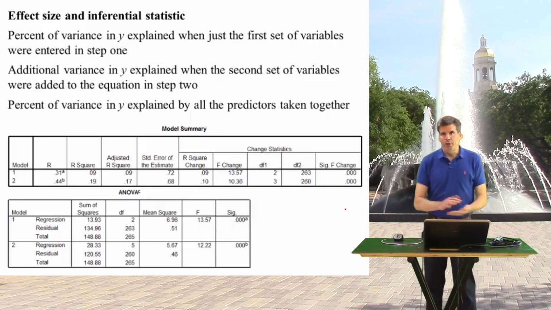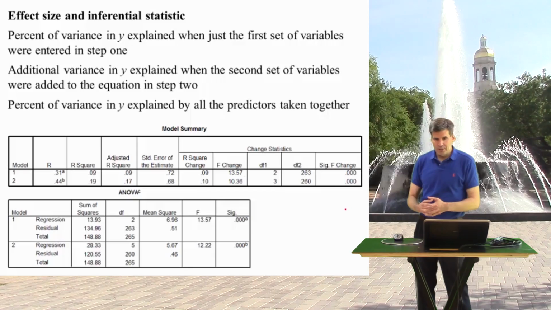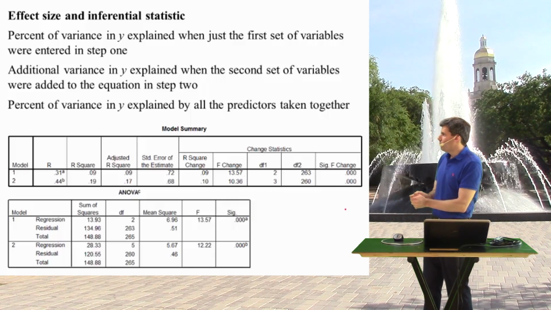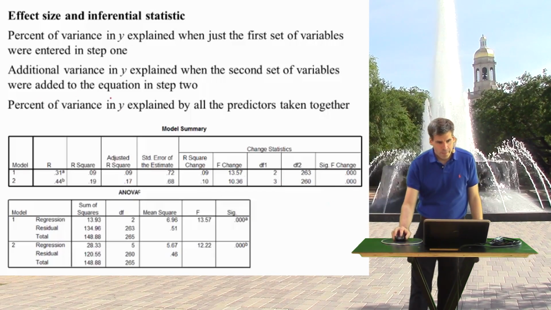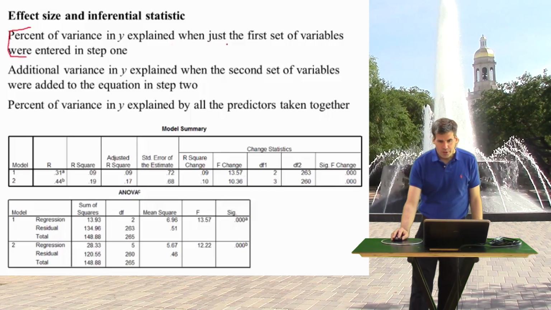Okay, now is the point where we get to some additional questions that we couldn't get to with our previous example where we had just a single step where everything was entered in one block. But now where we're entering things in multiple blocks, we can address these additional questions. So, what is the percent of variance in y explained when just the first set of predictors?